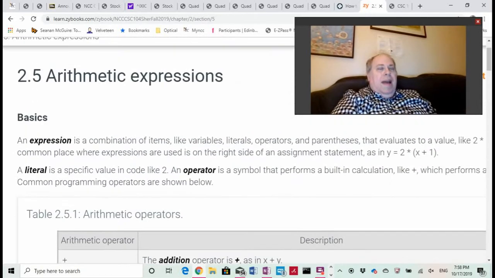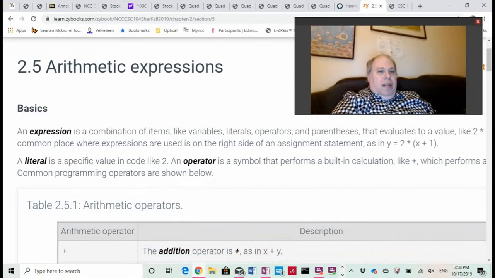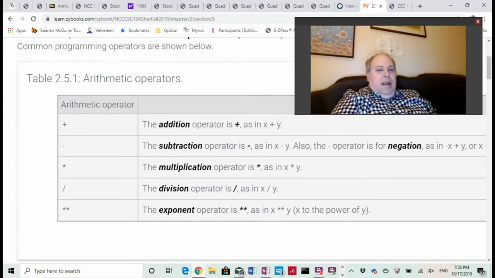Now let's talk about how we can do arithmetic. Okay? So we can do arithmetic with either integers or floating points. They all work together. They all will work with integers, and we can even add them together, I believe.